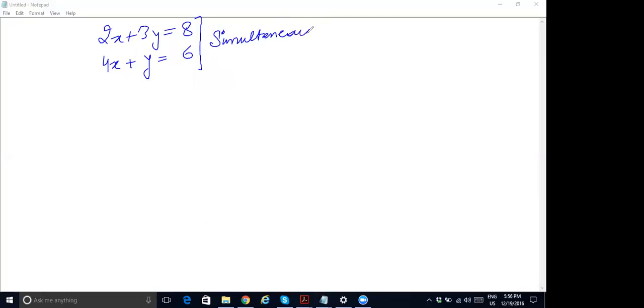And the next equation is 4x plus y is equal to 6. Now subtract the 2. Then x goes missing, so you get 5y is equal to 10, y is equal to 2. Then put y is equal to 2 into any of the equations involved.